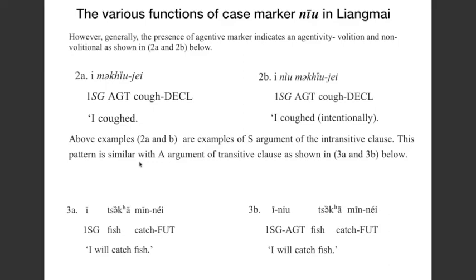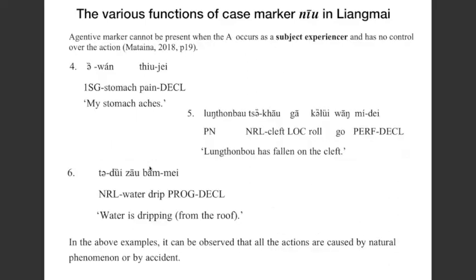The agentive marker cannot be present when the A argument occurs as a subject experiencer and has no control over the action. In examples 4, 5, 6, the doer, the subject, has no control over the action, as in 4, a one tue, my stomach aches. In 6, the dui zao ba mei, water is dripping. Here, the subject has totally no control over the action.